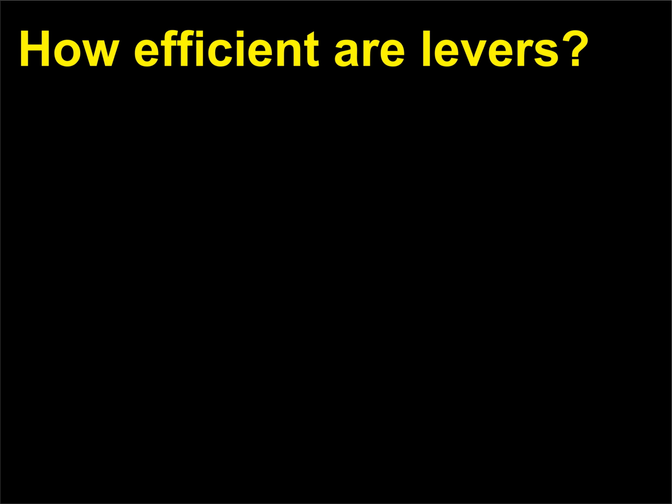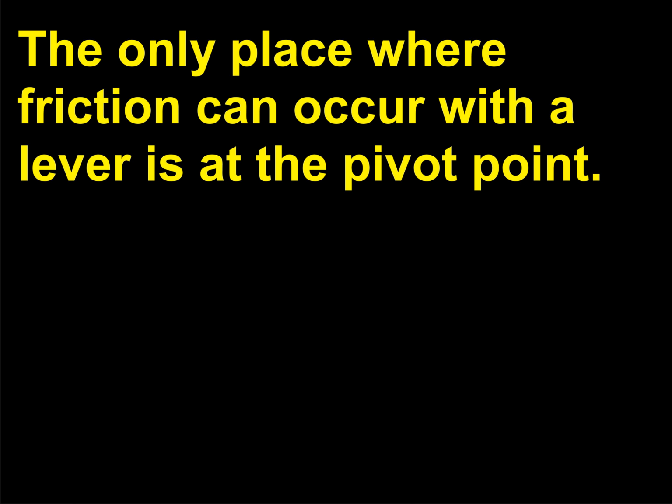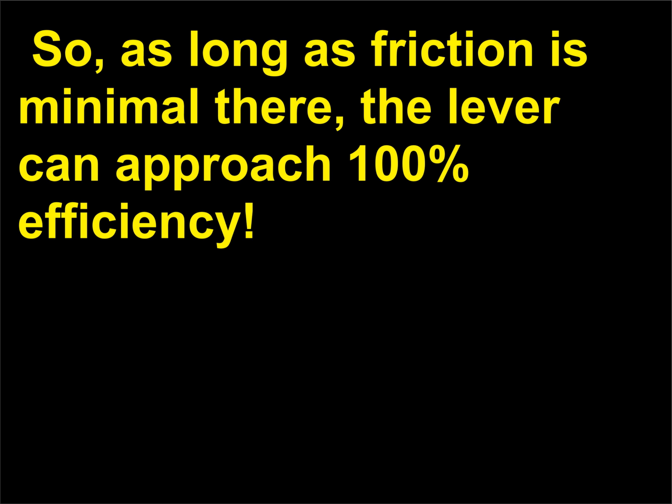How efficient are levers? The only place where friction can occur with a lever is at the pivot point. So, as long as friction is minimal there, the lever can approach 100% efficiency.